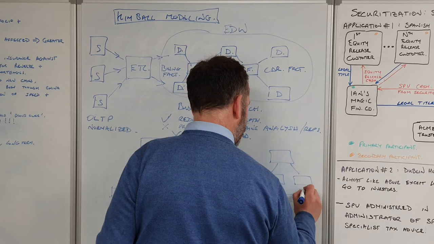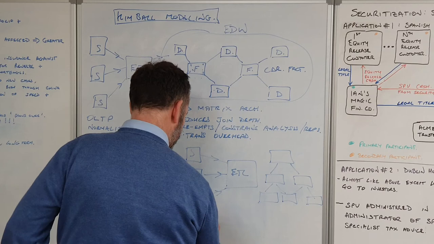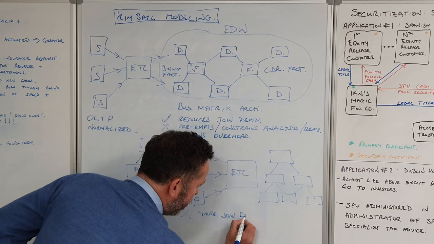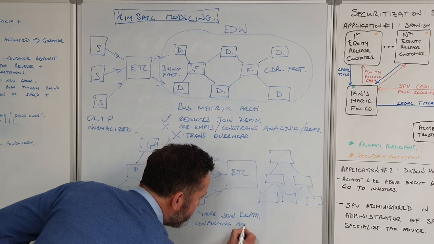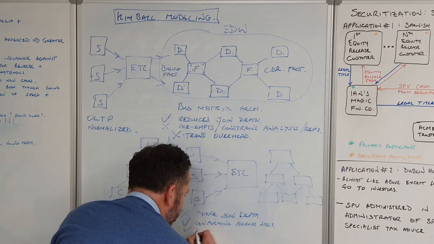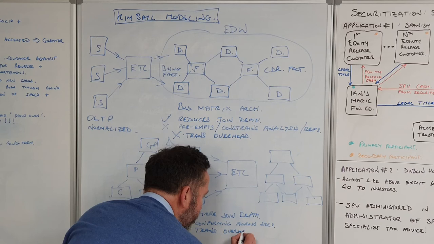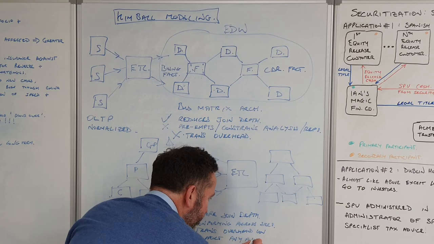The disadvantage is that you've got, obviously, more join depth. But an advantage is that you're conforming across sources, your transformational overhead is low, and you can support any analysis without a major rework of your ETL or your model.